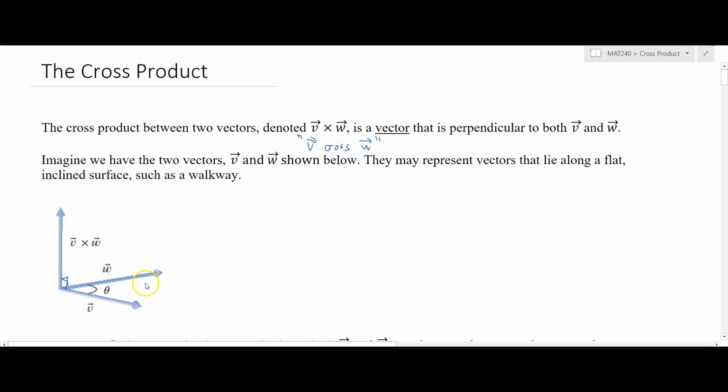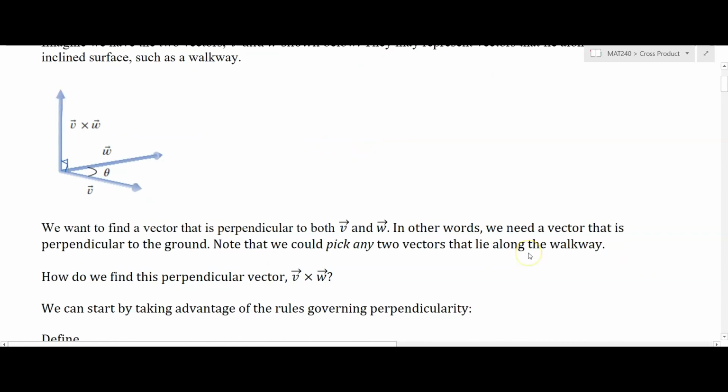And the question is, how do we find such a vector? And there are many applications where we would want to do this. So v and w could represent two vectors along some sort of walkway, some sort of inclined walkway. And we want to be able to find a vector that is perpendicular to it, which could represent something that we're going to pin to the ground or other possible applications.